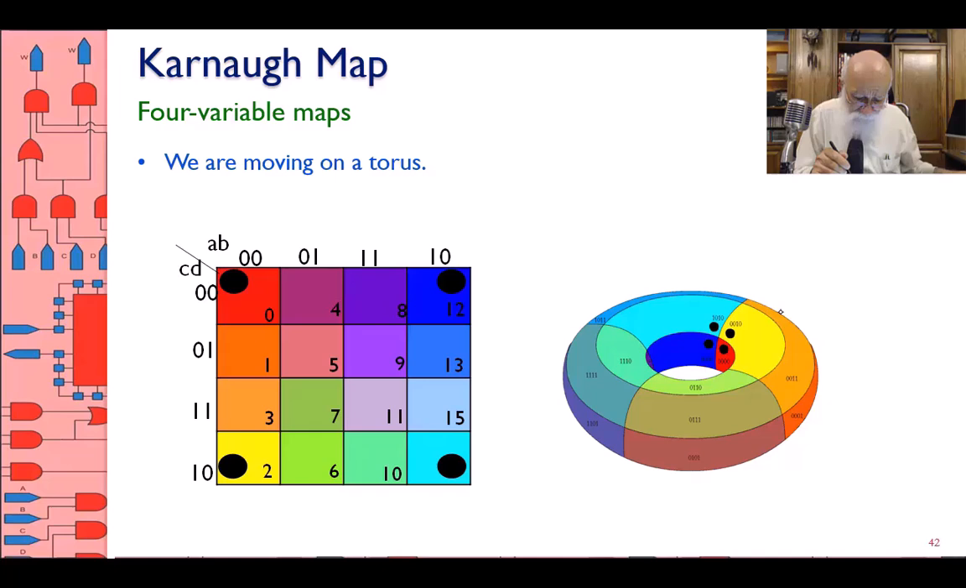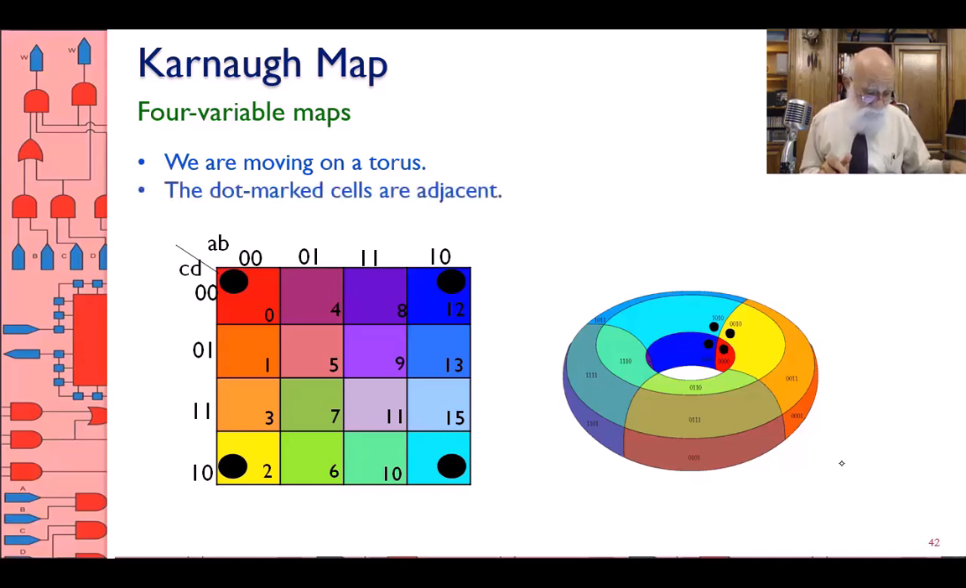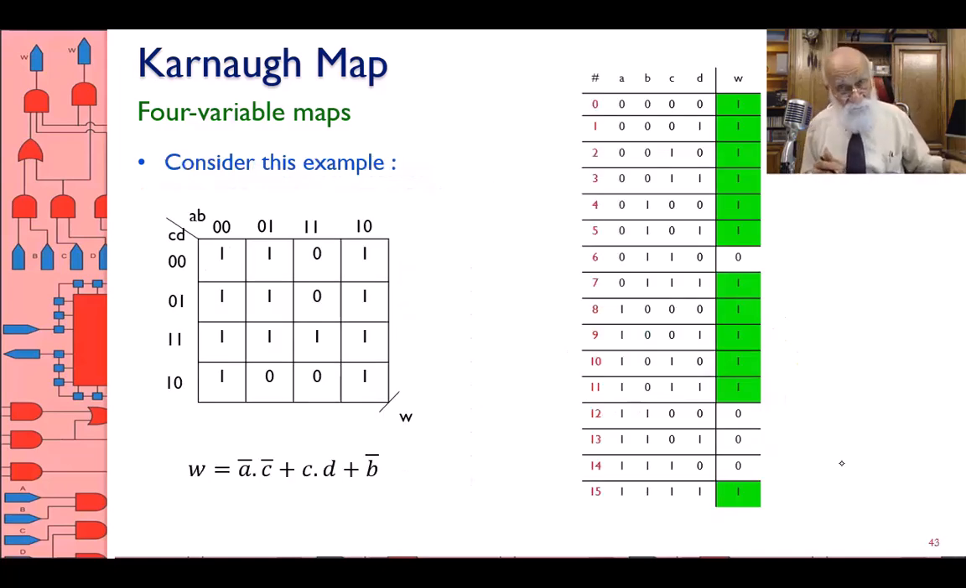For example, these two are adjacent, these two are adjacent. All around the sides are adjacent, and so that's really pretty and colorful. Anyway, so this is a 4 variable map, and we're going to be doing examples of 4 variable maps.